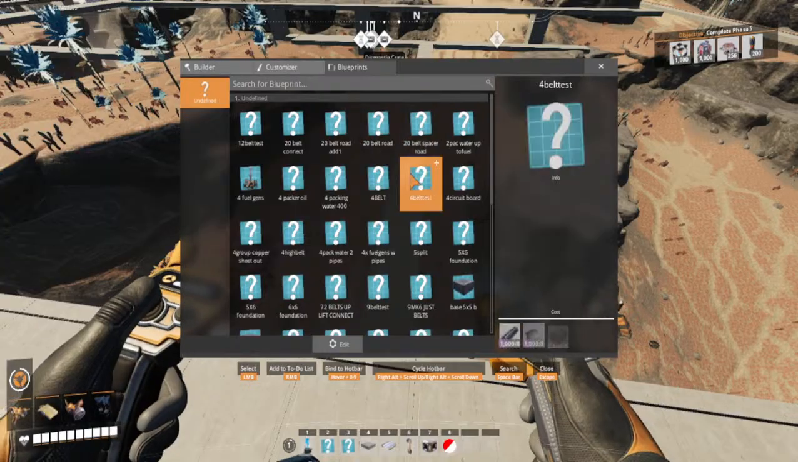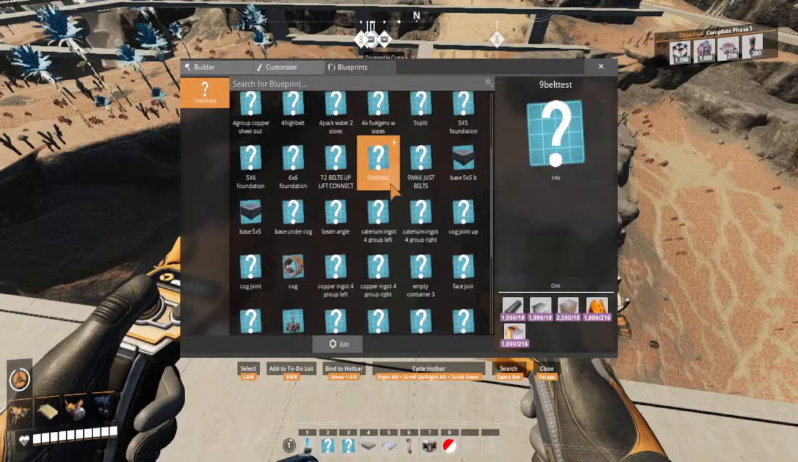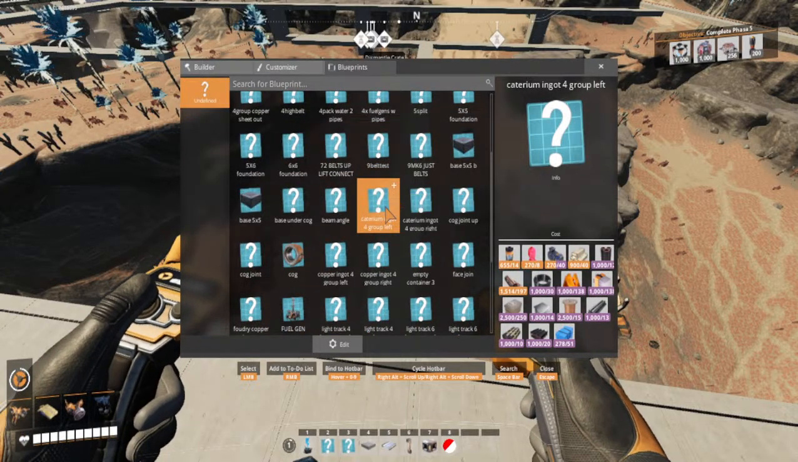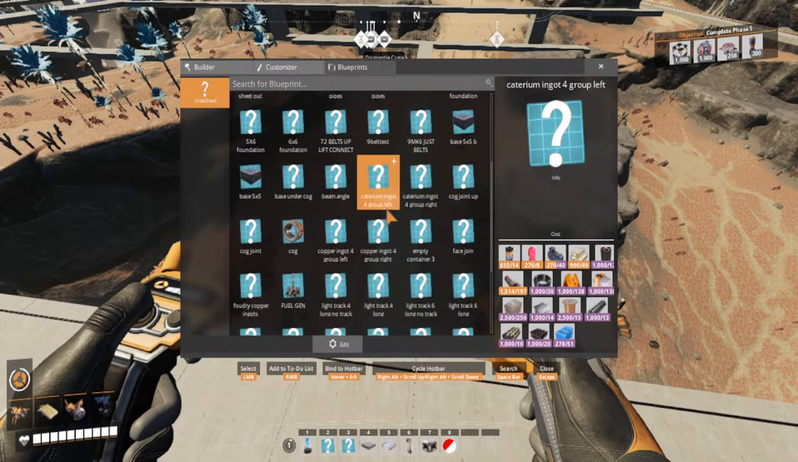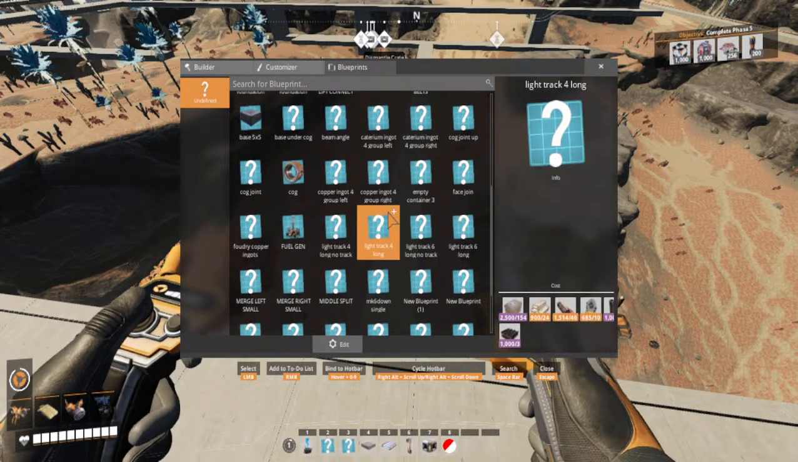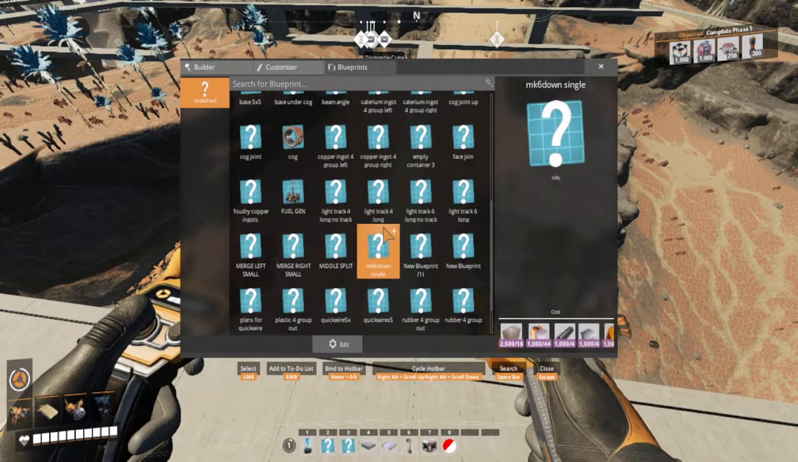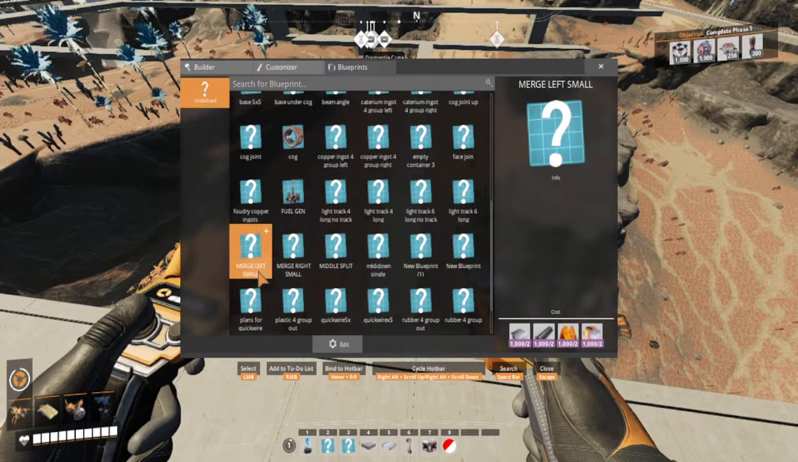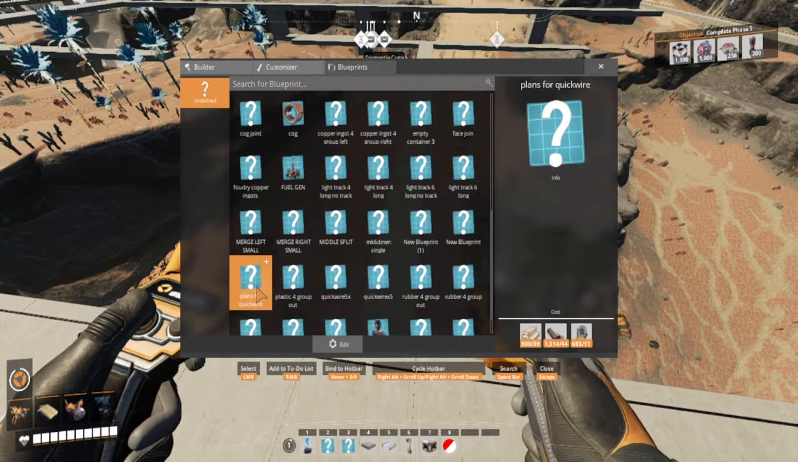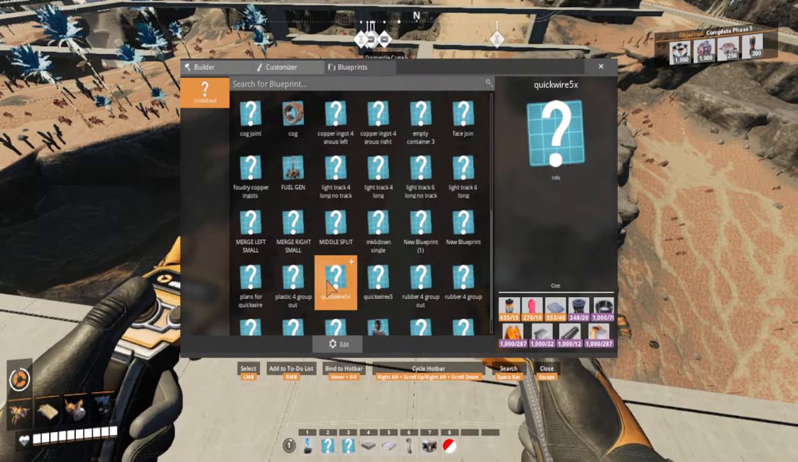Man, I had the spacings on them. 6x6 foundation, no. Green bang, Criterion ingot, group right, group left. It's not Criterion I was building. It wasn't copper ingot I was building. 100 copper ingots, no. Light track, 6 long, no. Blueprint, blueprint. Merge left, merge right, no. Plans for quick wire. See, that's just plans. I don't want just plans. Quick wire times 5. Here we go.